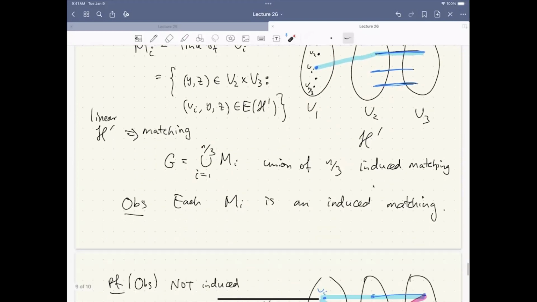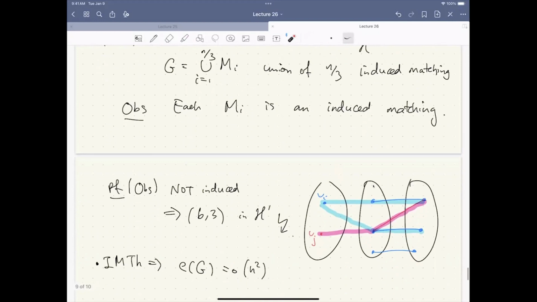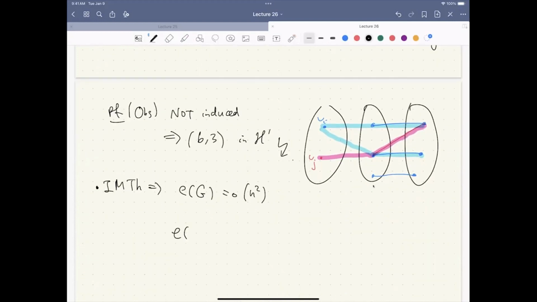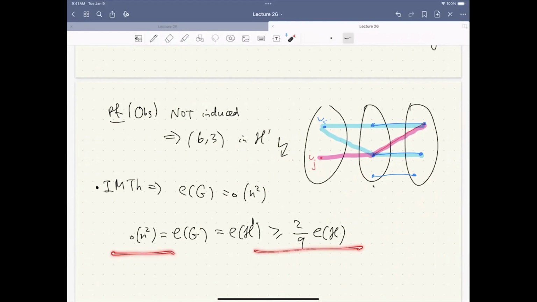So in other words, E of G equals E of H prime. But E of H prime is bigger than 2/9 of E of H. That's how we take it. And this is little o of n squared. Solving this, you will see that E of H is also little o of n squared. We are done. Any question?